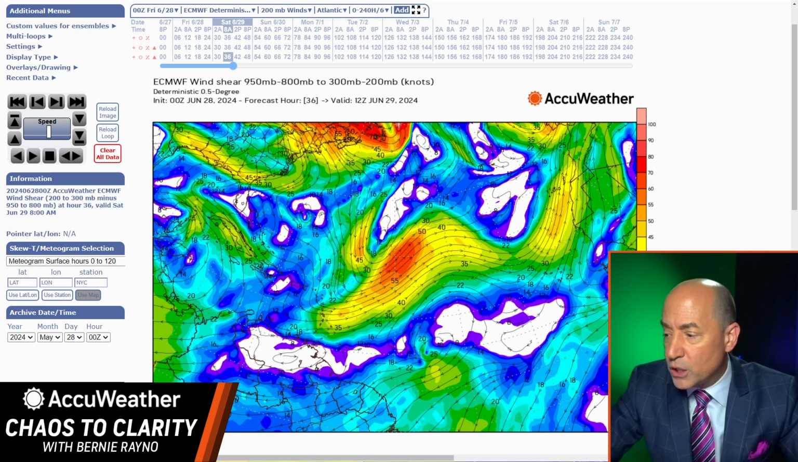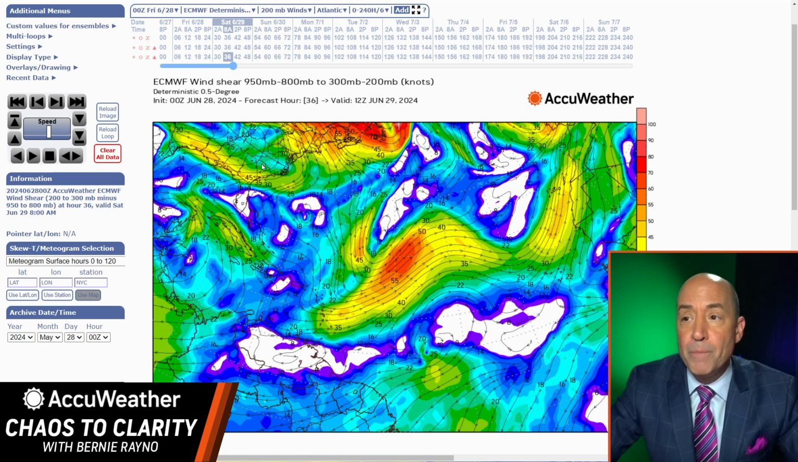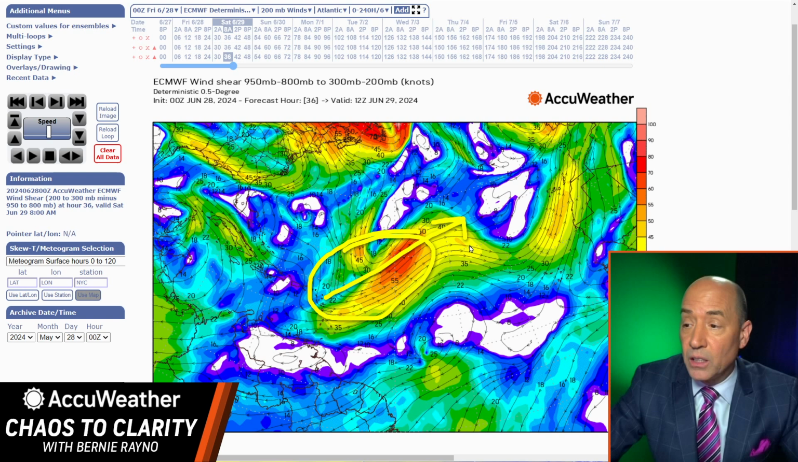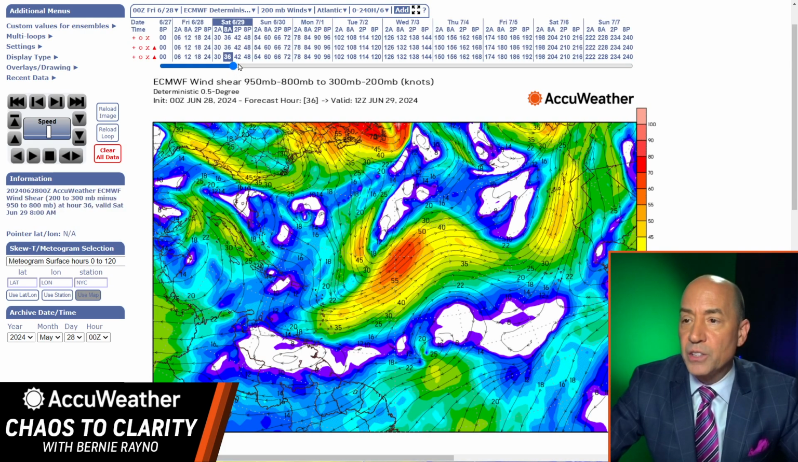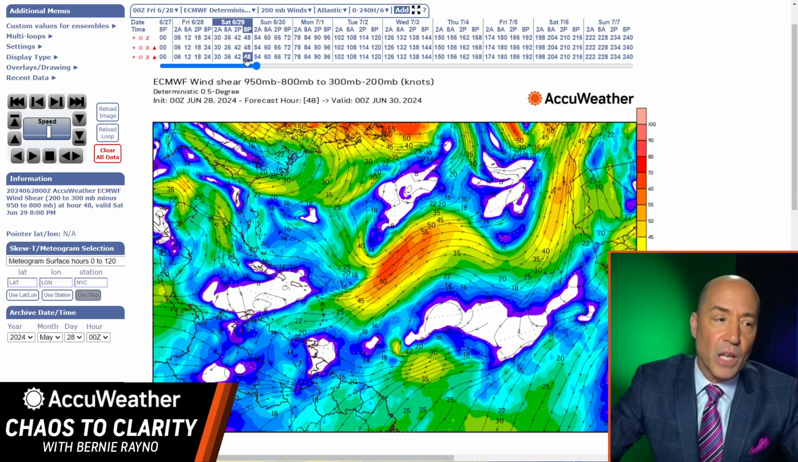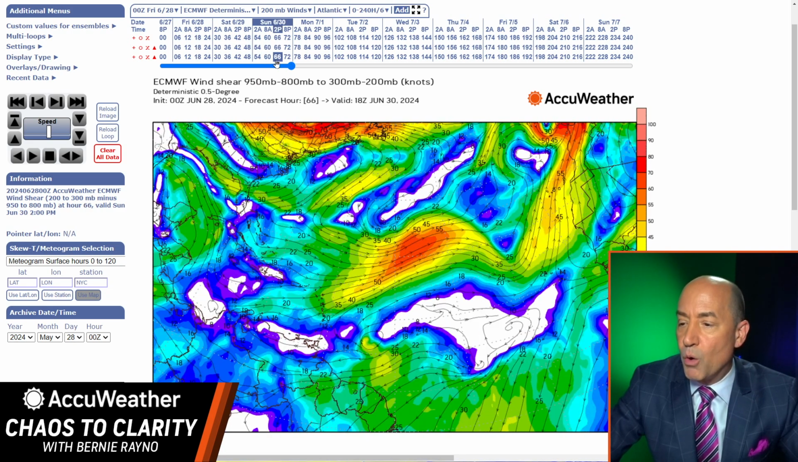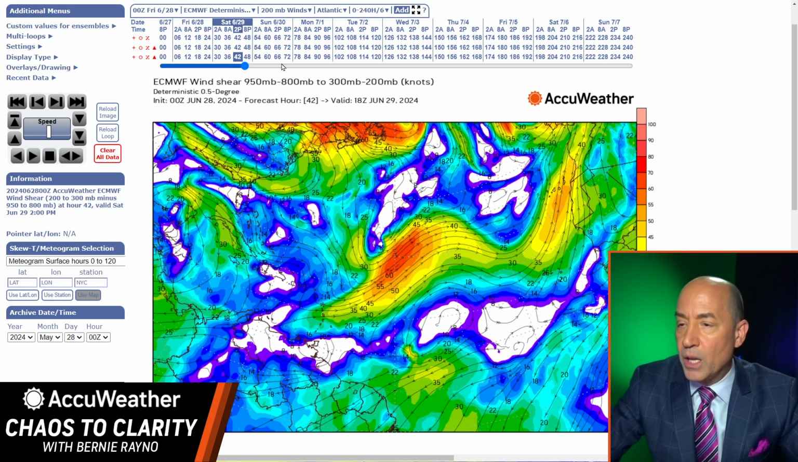Now, watch this product as I go forward. Let's get into Sunday morning. Here we go. What you're going to see is a lot of this yellow, reds, and oranges near the Lesser Antilles is going to be lifting to the north. Here we go. I'll put this into motion. Saturday afternoon, Saturday evening, and then we're going to go into Sunday morning. You see how that trough, that area is lifting.